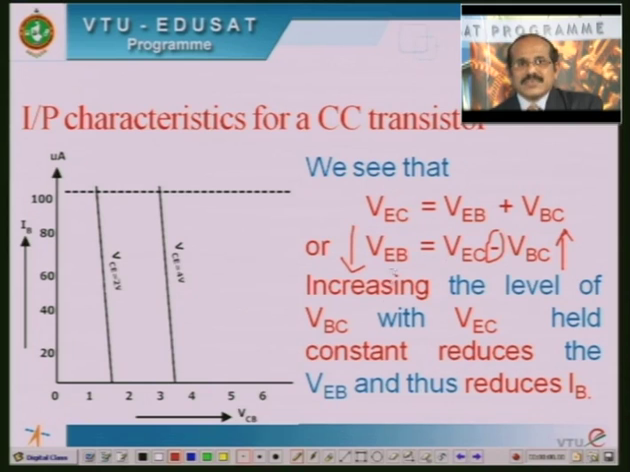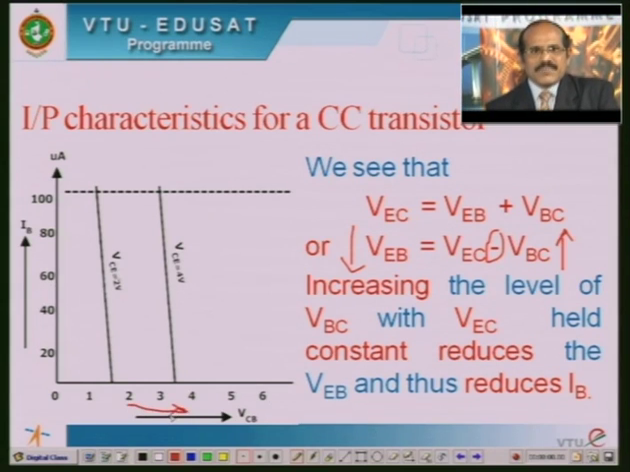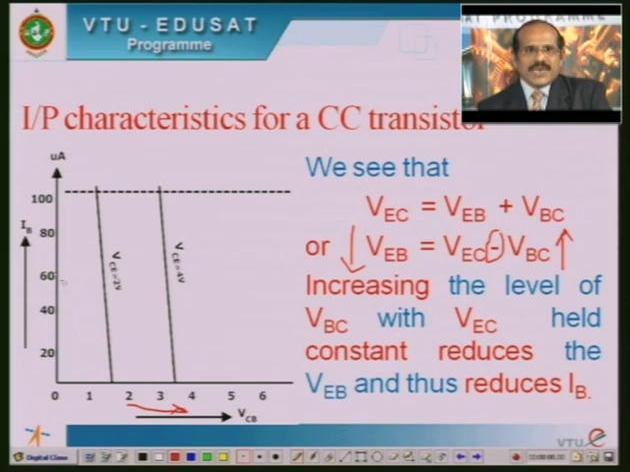So when VBE decreases, naturally what happens to IB? IB will decrease. So when I increase VCB, VBE will decrease, and when VBE decreases, the IB will decrease. Therefore, you are getting the plot in this particular fashion. Whenever VCB increases, correspondingly VBE will decrease. This decrease in VBE reduces the IB, that is the base current, and therefore you will get this particular plot here.